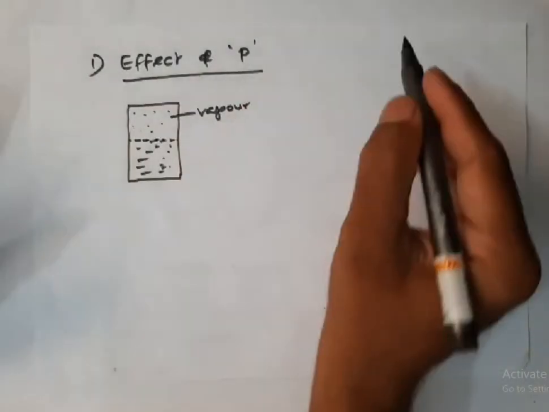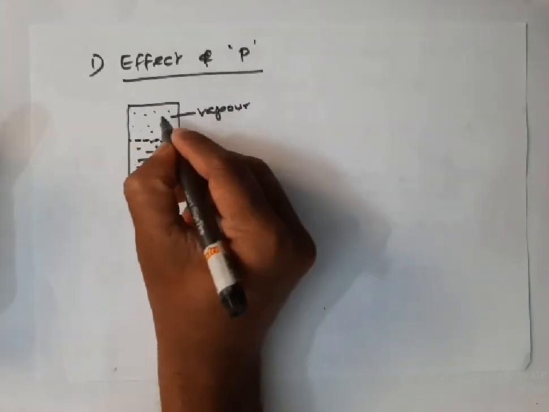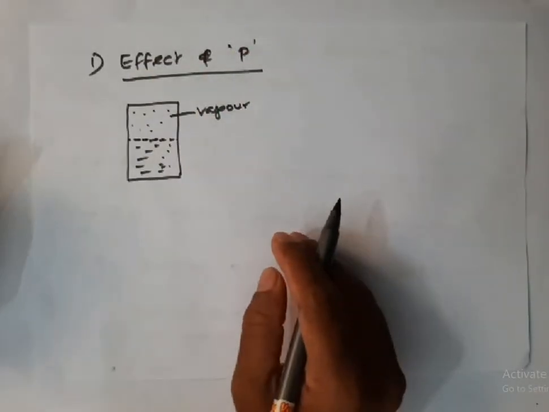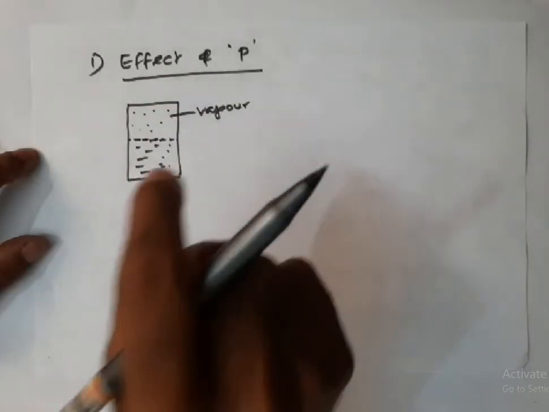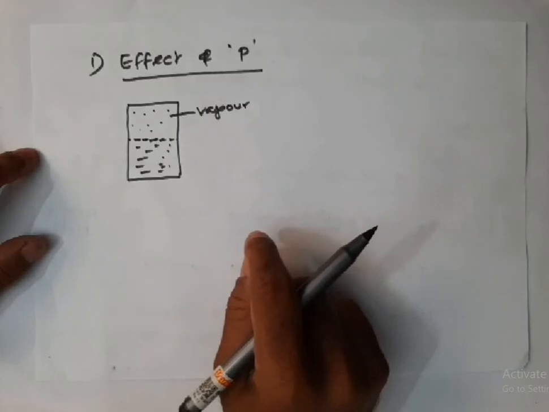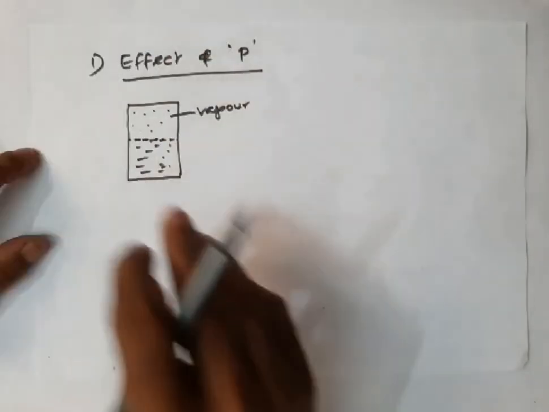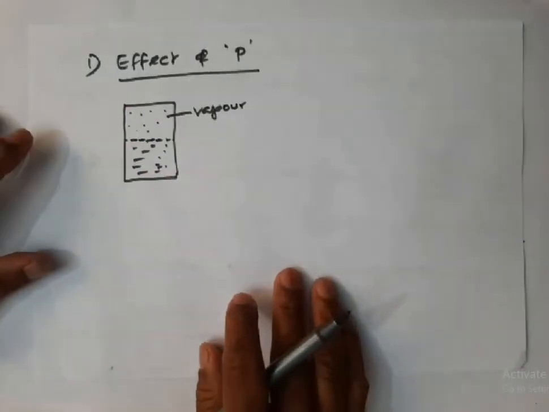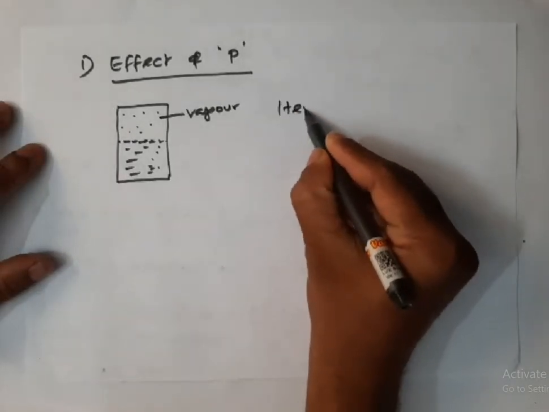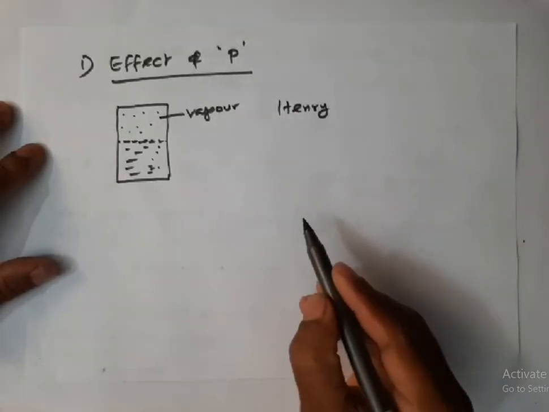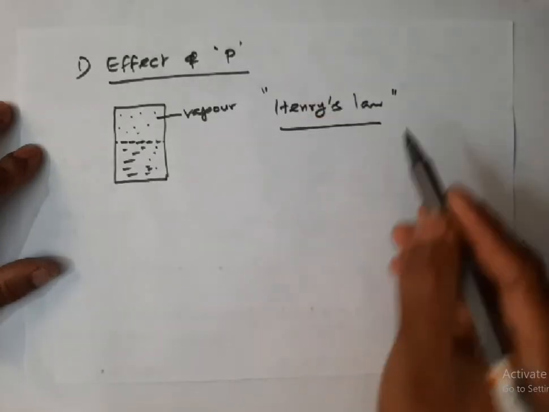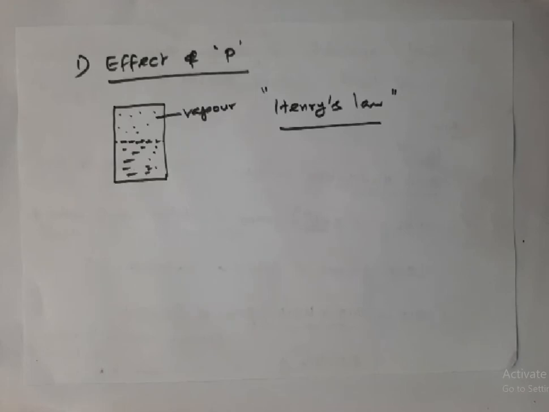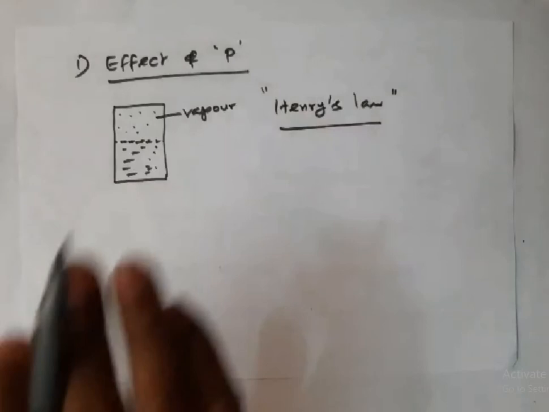Now let us say, for example, I have 2 or 3 components in the liquid and 2 or 3 components in the vapor phase. You have to define each component separately, right? What is the effect of pressure? To understand the effect of pressure, a scientist called Henry gave a law. It's called Henry's law, which explains the effect of pressure on the dissolution of gas in liquid.